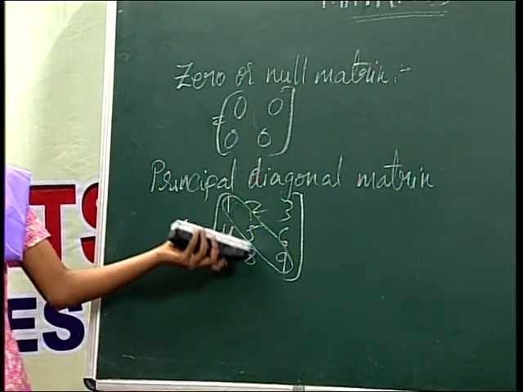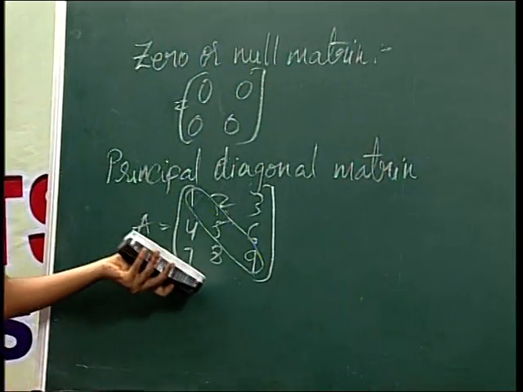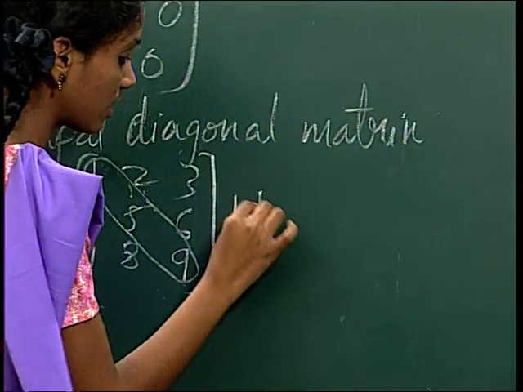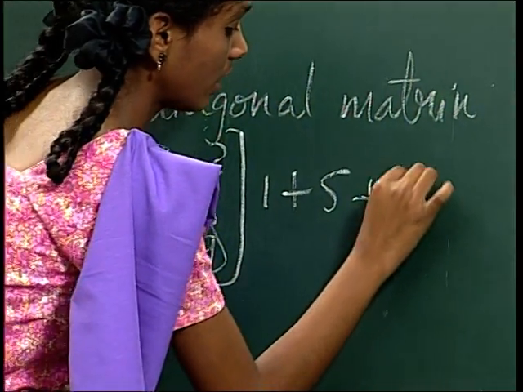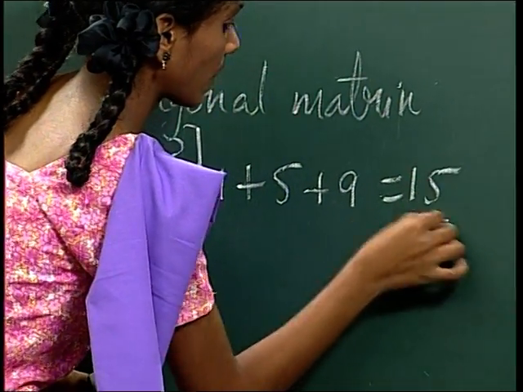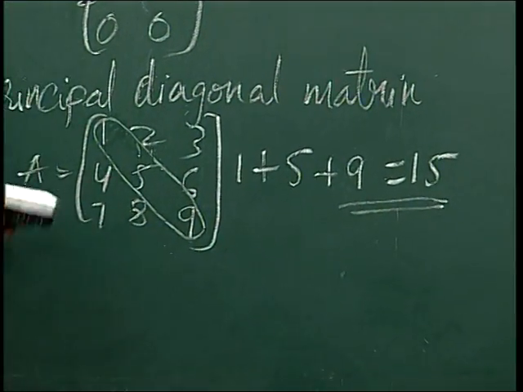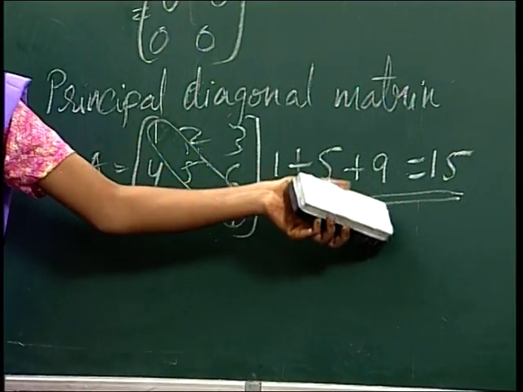The sum of the principal diagonal elements is the trace of the matrix. See here, what is the sum of the principal diagonal? 1 plus 5 plus 9 equals 15. What is this? The trace of the matrix. The sum of the principal diagonal is the trace of the matrix.